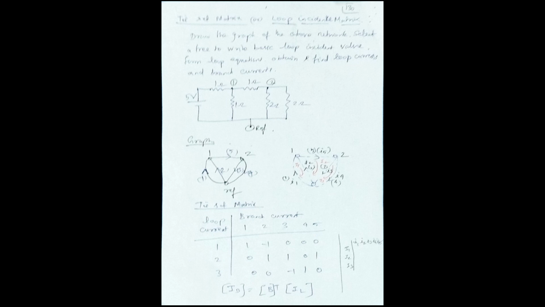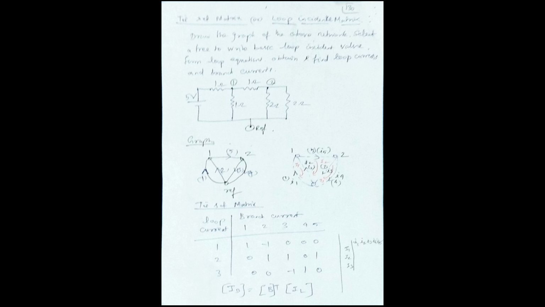Draw the graph of the above network. Select a tree to write the basic loop incidence matrix. From the loop equations, obtain and find the loop currents and branch currents. In the circuit given, 1, 2 and 3 are nodes, 3 is the reference node, and 5 sources and resistances are present.